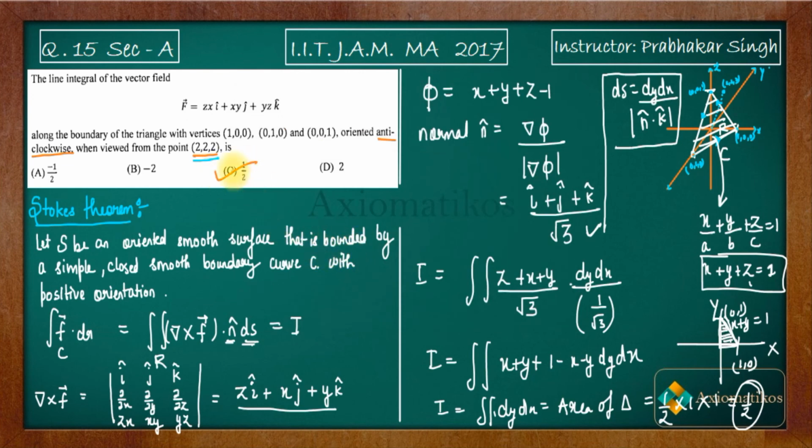Now I am again stressing that if it is not anti-clockwise, you will get the answer minus 1/2, because you have to make everything negative then. So every other option is incorrect, and D option is the correct option for this. Sorry, C option is the correct option for this problem.